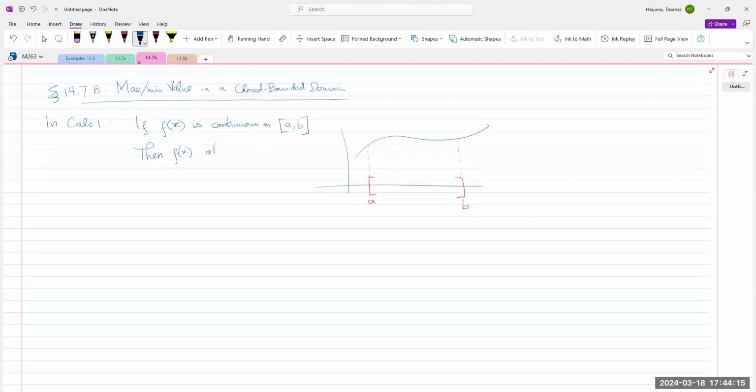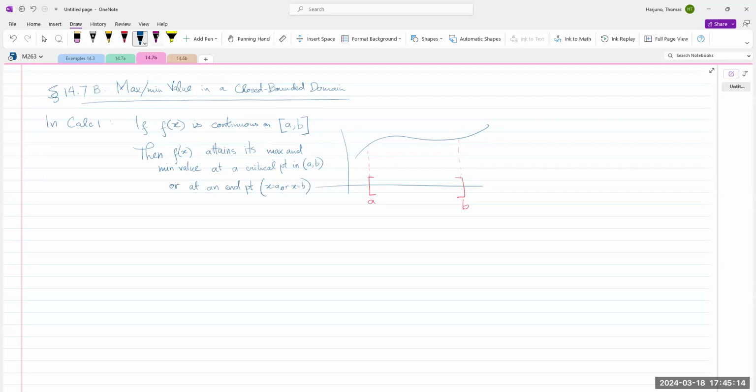f(x) attains its maximum and minimum values at a critical point in (a, b). Notice that now I changed it into an open interval, which means it does not include the endpoints, or at an endpoint, that is x equals a or x equals b.